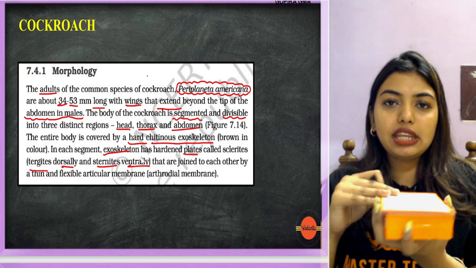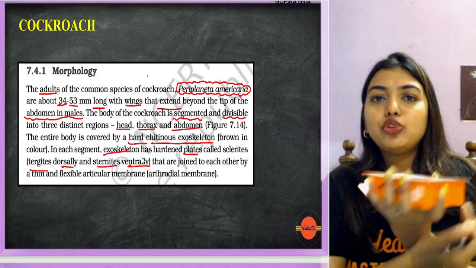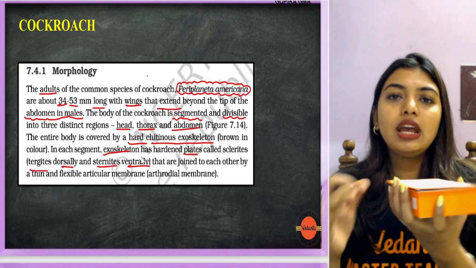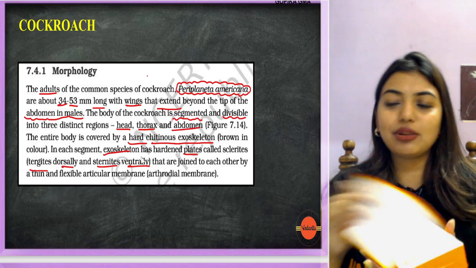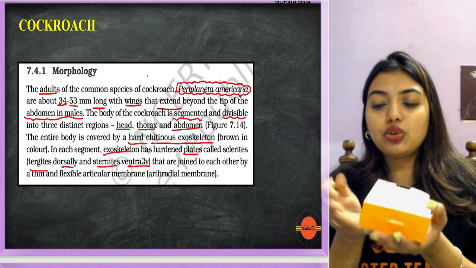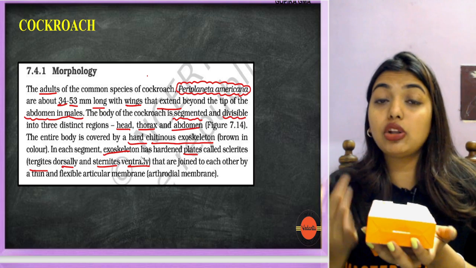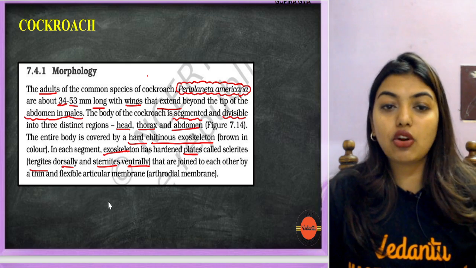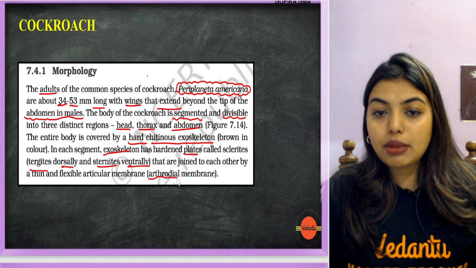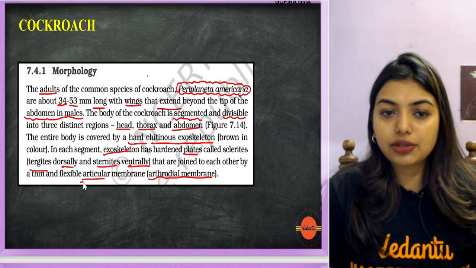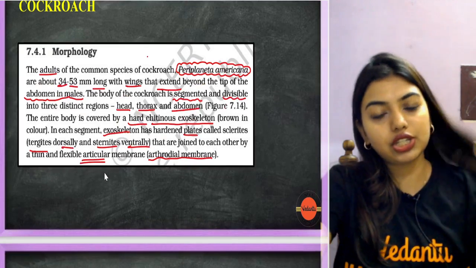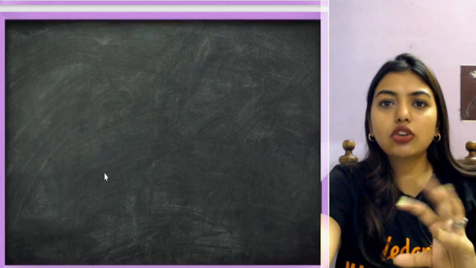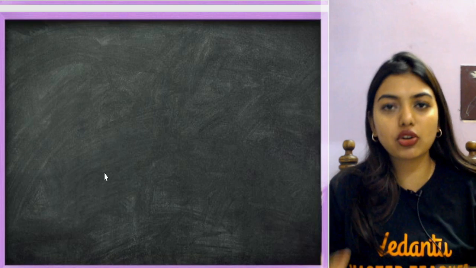Now what is going to happen? Imagine these plates are not attached together. When the cockroach is walking, parts of the body will keep falling off, right? So to keep all these plates together, we have a membrane called the arthrodial membrane, which helps for articulation. And it is flexible. It is not like the cockroach cannot move and is put into a box.